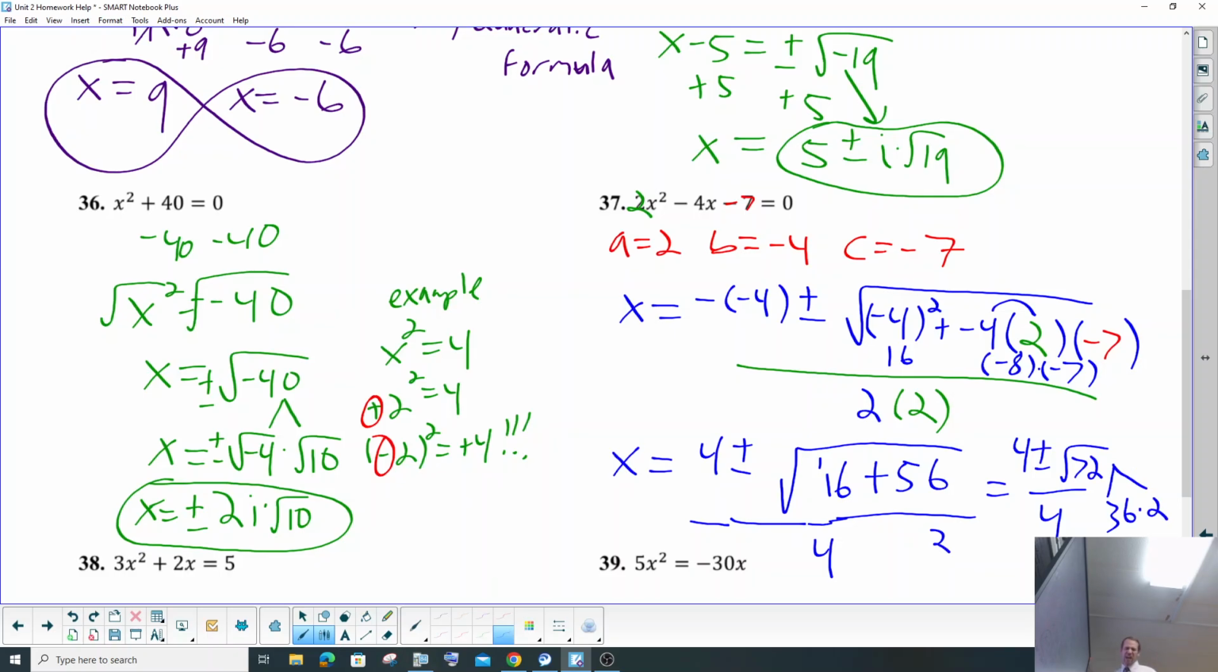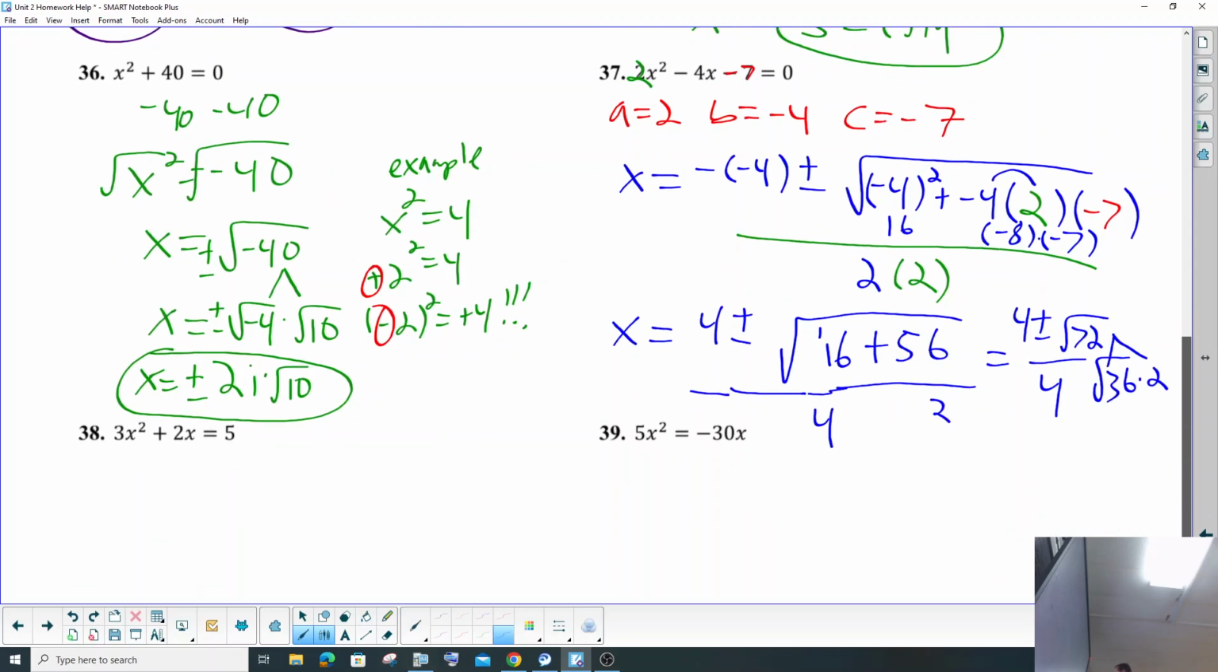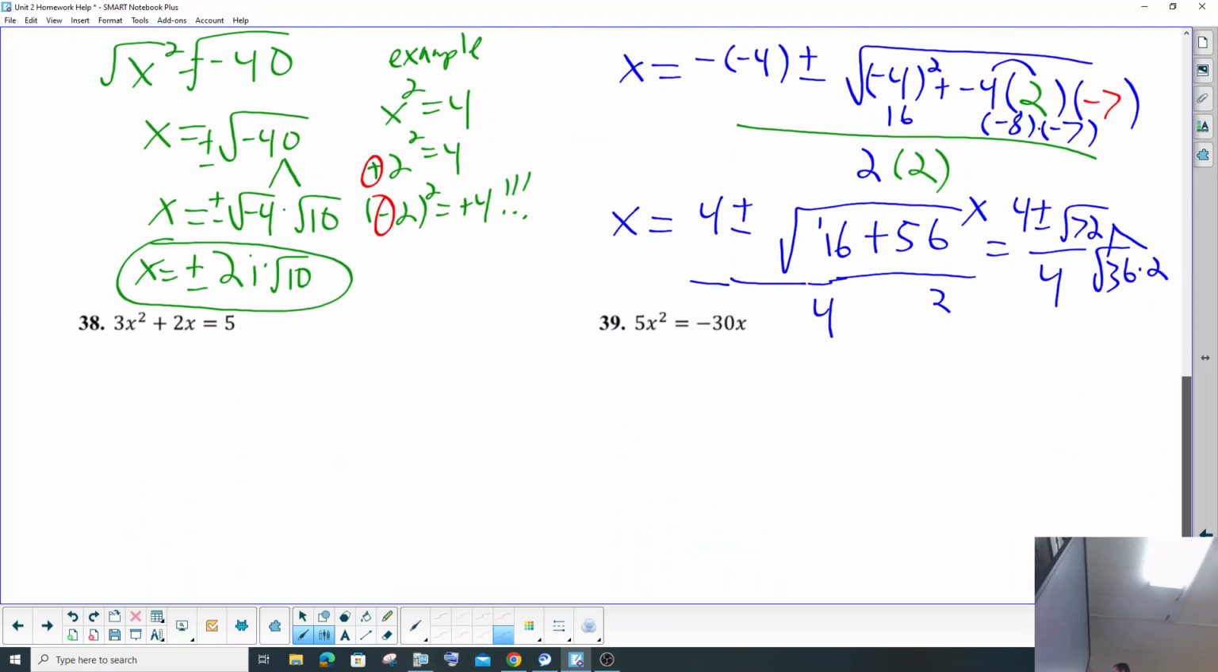I chose 36 instead of 9 and 8 because there's more you can pull out, so I chose the biggest perfect square possible, which is 36. And what is the square root of 36? So we get x equals 4 plus or minus, the square root of 36 is 6. There's still a radical 2 left though, all over 4.